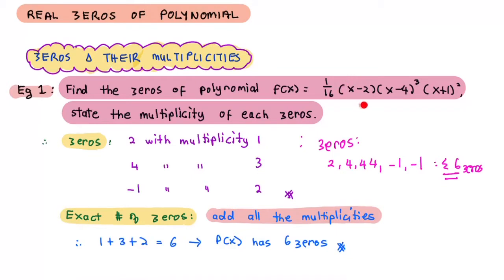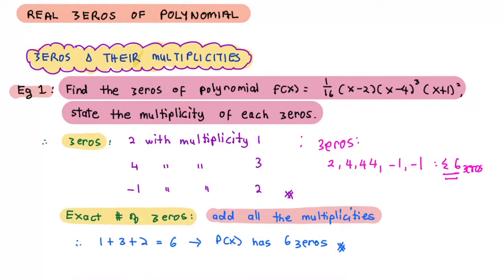So we know from here, one of the zeros is 2. This one, your zero is 4. And for this factor here, the zero is minus 1. So what is the multiplicity? Multiplicity is the power of this factor. So for the zero of 2, your multiplicity is 1. For 4, your multiplicity is 3. And for minus 1, the multiplicity is 2.